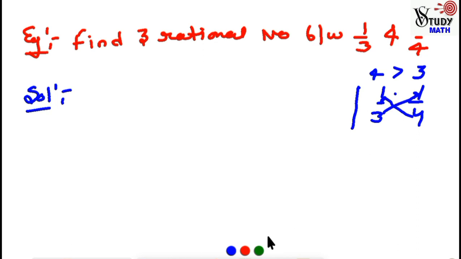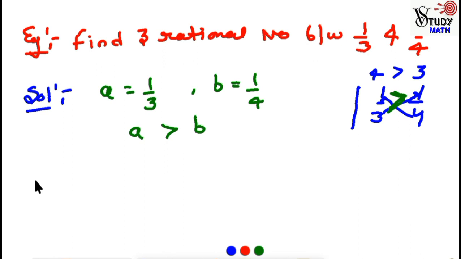So we are going to say that 1/3 is greater than 1/4. So our comparison: let A equal 1/3 and B equal 1/4. So we can say that A is greater than B. Step number 1 is complete. Now apply step number 2.